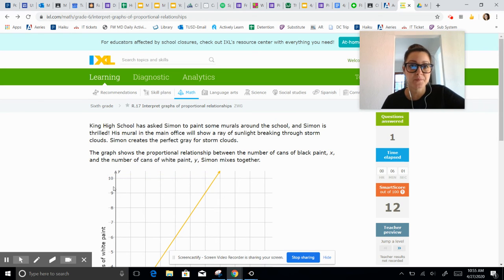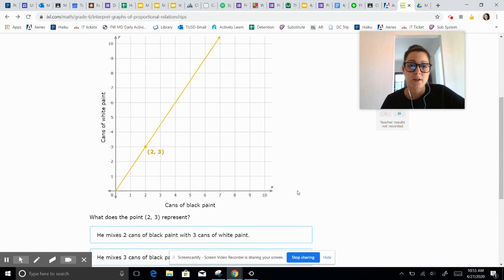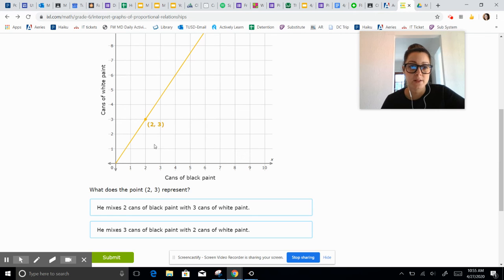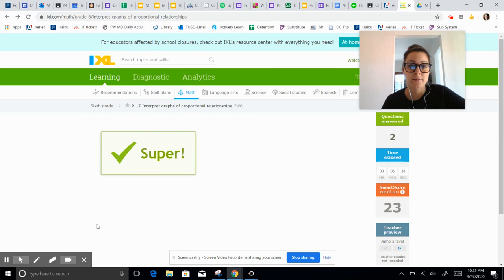Awesome. Okay. So again, the graph shows the proportional relationship between the number of cans of black paint and the number of cans of white paint. So what does the point (2, 3) represent? 2 cans of black paint for every 3 cans of white paint. So you just need to make sure that you match those up correctly.